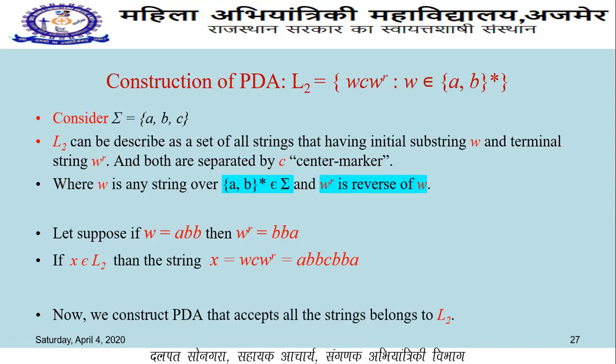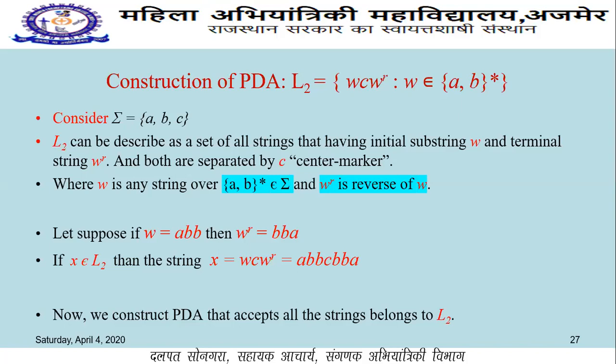Our input string is always written with these elements of sigma, where W is any string over {A, B}*, which also belongs to sigma. It means W could be any string with a combination of A's and B's, W could be purely A's, and W could be purely B's. W can also be null, and WR is the reverse of W.